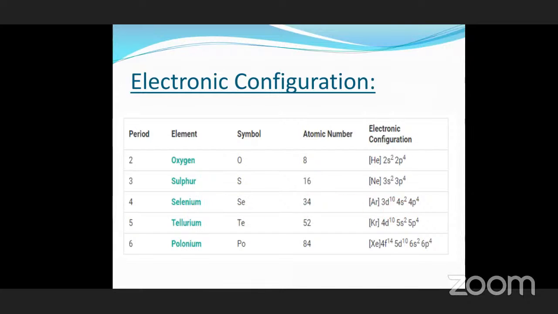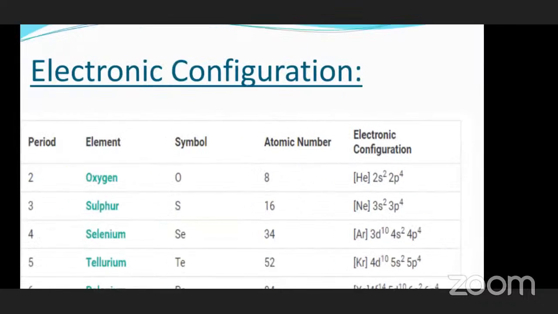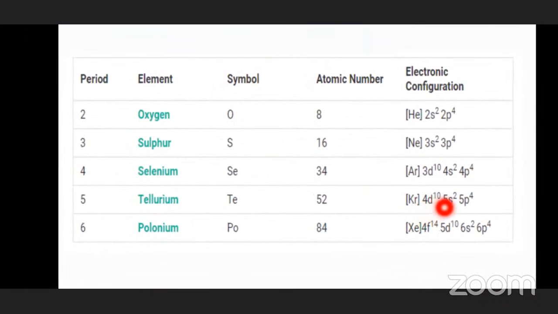Tellurium, the atomic number is 52. The electronic configuration is 4d10 5s2 5p4. Similarly, the last one, polonium. The symbol is Po. The atomic number is 84. The electronic configuration is xenon 4f14 5d10 6s2 6p4.